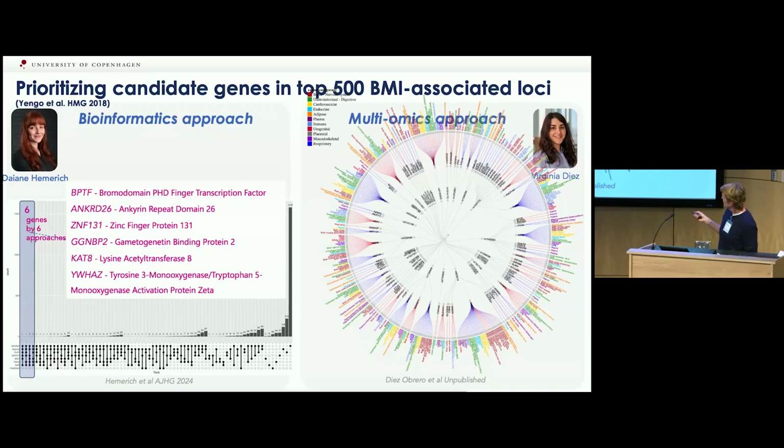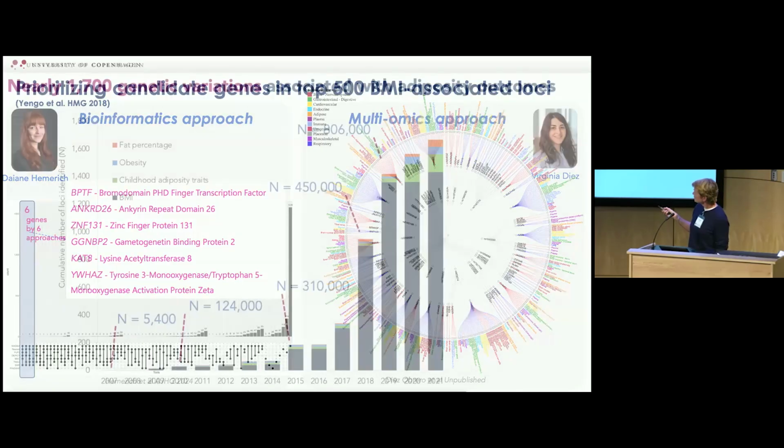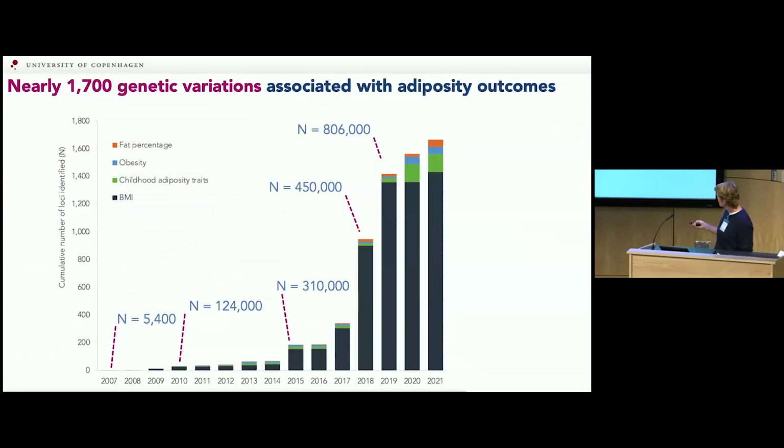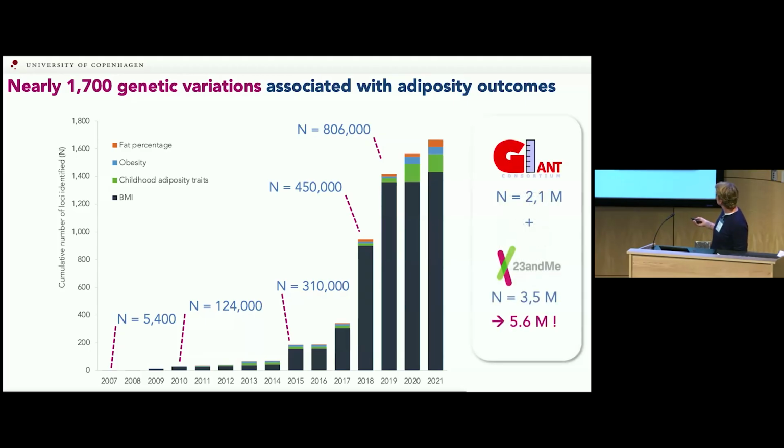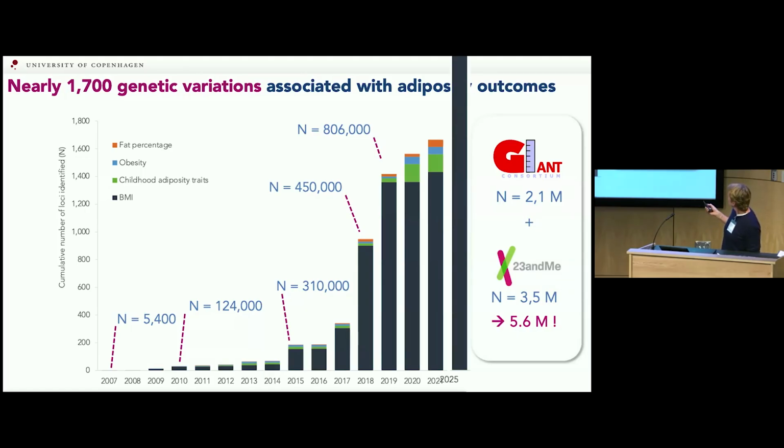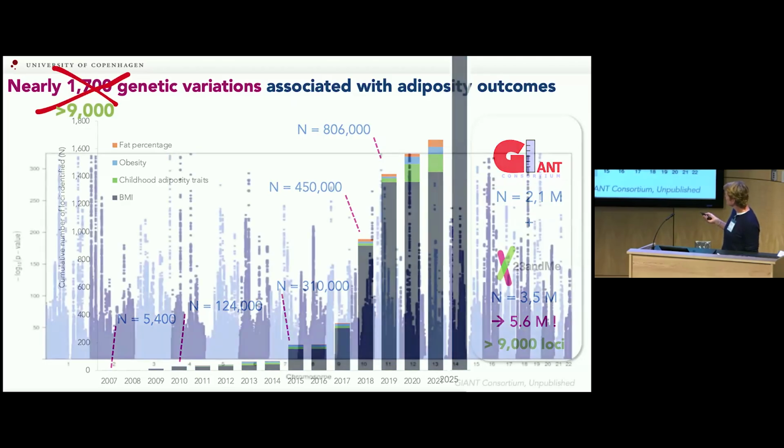But that's coming up, because what's next is what the GIANT consortium has been working on. I haven't updated this plot since 2021, and that's not because I've been lazy, but mostly because there haven't been that many new discovery studies. The GIANT consortium has been working on a meta-analysis. GIANT itself combined the data of 2.1 million individuals and then collaborated with 23andMe. So now we have a meta-analysis of 5.6 million people, and we have really 9,000 loci that we have identified, and the Manhattan plot looks like this.